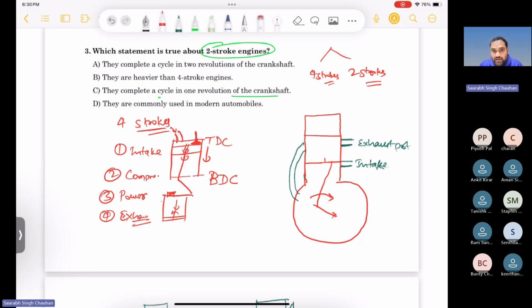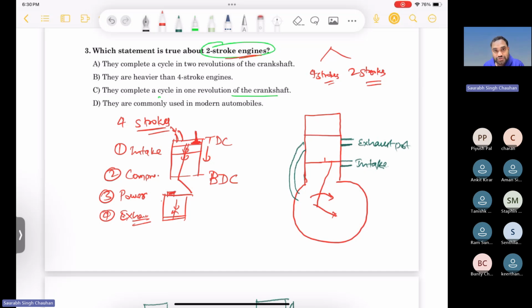So in modern automobiles, whether it is your motorcycle or your car or any type of reciprocating engine, most of them are four stroke engines. Two stroke engines were used in older scooters. Some old scooters were running on two stroke engines, but nowadays most of the engines of your motorcycles or cars are four stroke engines.